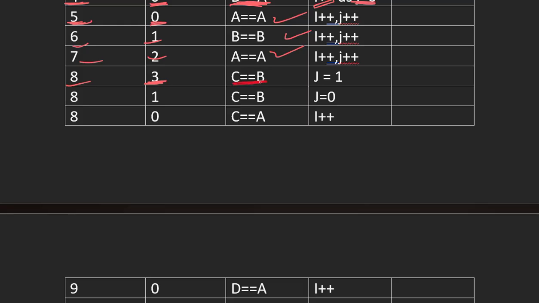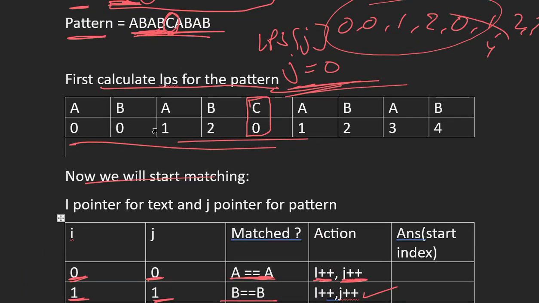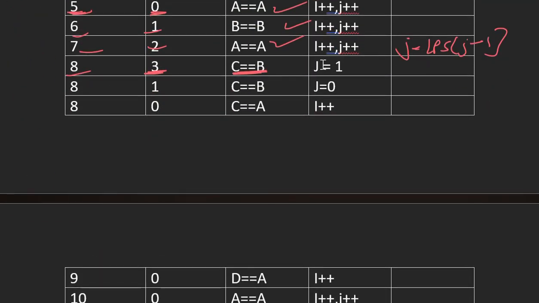Again, 8 and 3. So C is not equal to B, right? But here J is equal to 3. Now we update J is equal to LPS of J minus 1. J is 3, so LPS of 2. If you see, LPS of 2 is 1. So now our J will become 1. Then again we'll check, again mismatch. So again J is equal to LPS of J minus 1, that is 1 minus 1 is 0, and LPS of 0 is 0. So we updated J to 0, right?